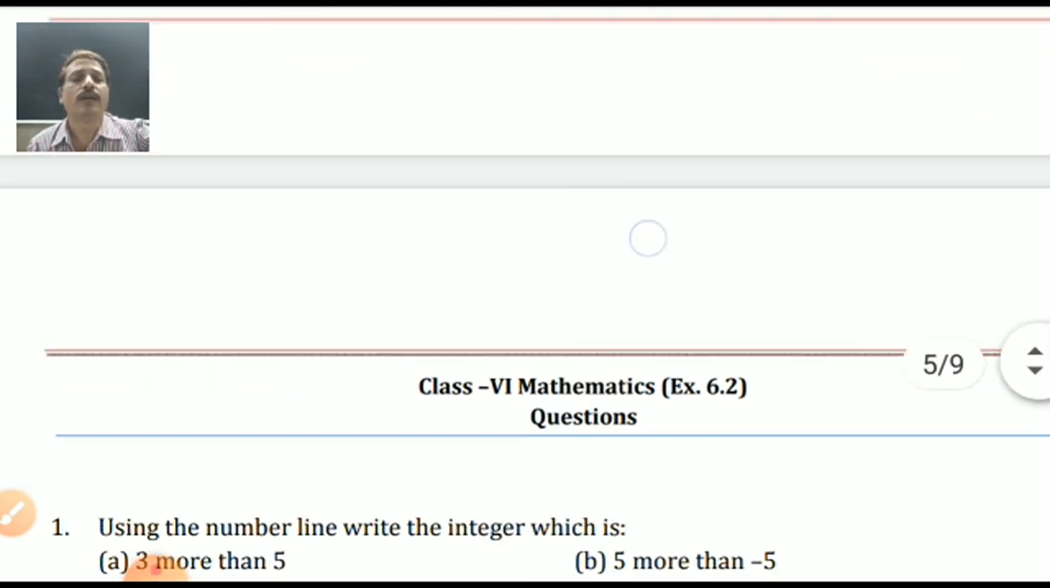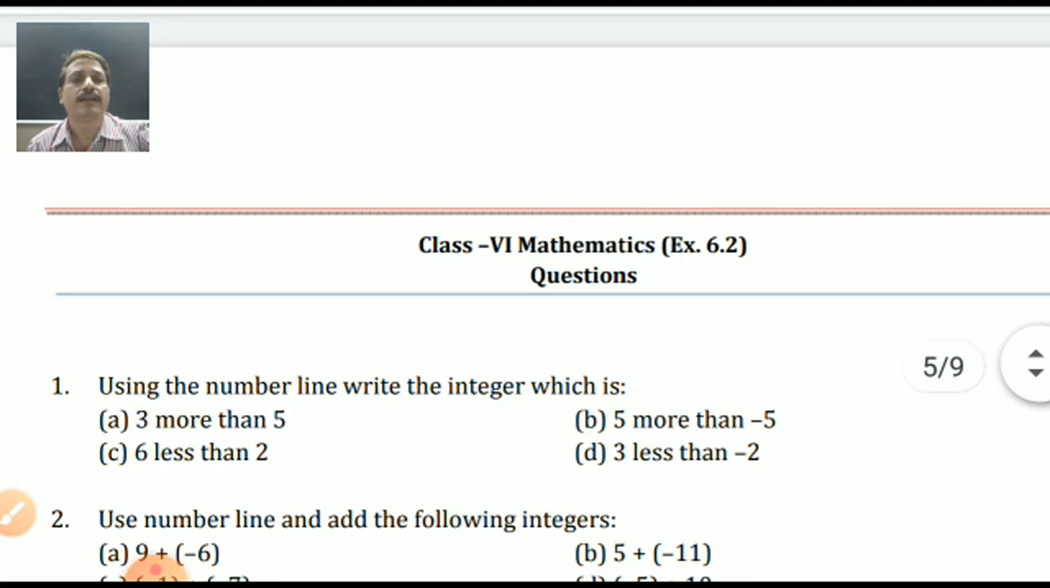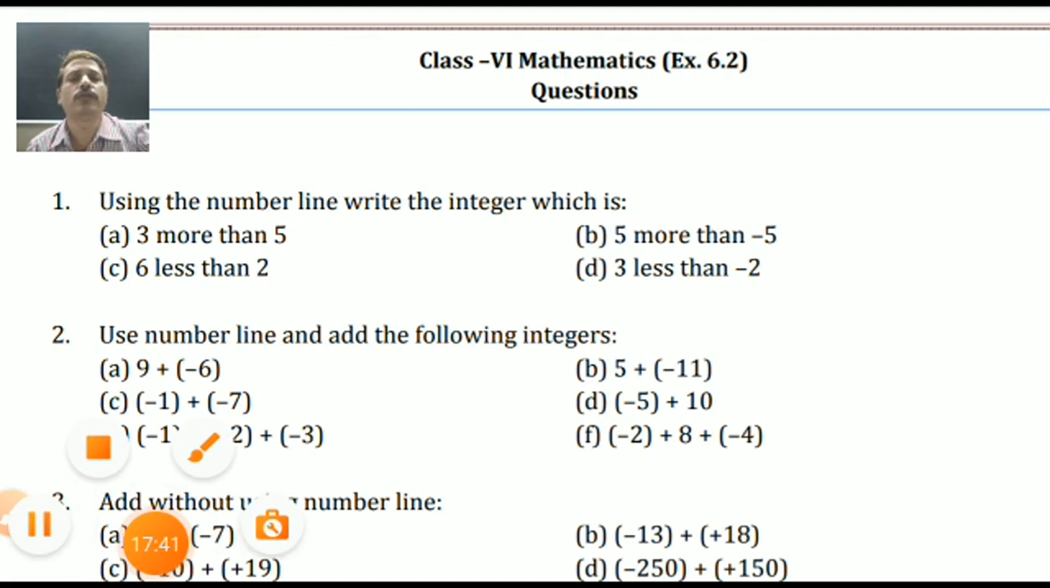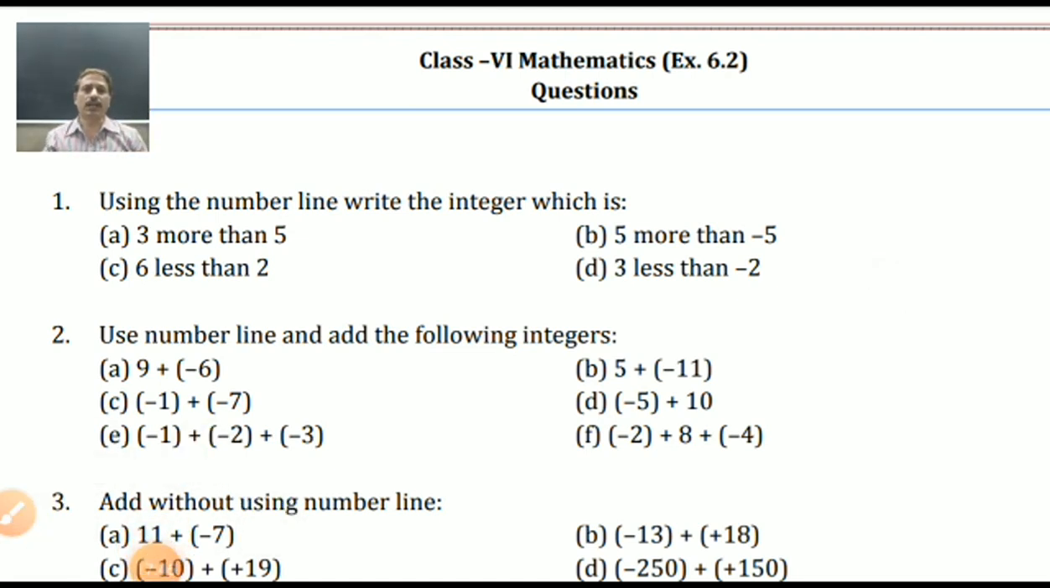Is it? Now look here, exercise 6.2. Questions are here. The integer lesson is the easiest lesson. Using the number line, write the integer which is 3 more than 5. I just showed in the last questions, you have to write on the right side. Here more means right side. Less means left side. Clear? You have to keep this in your mind.